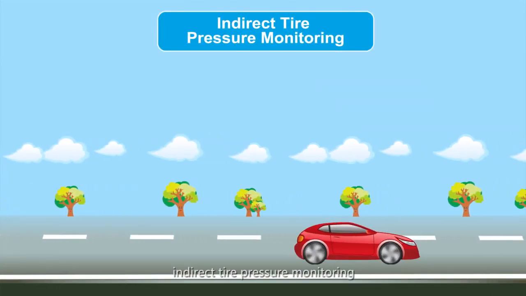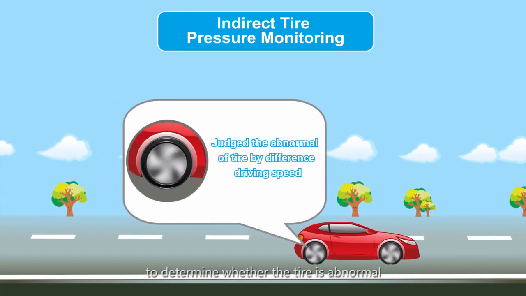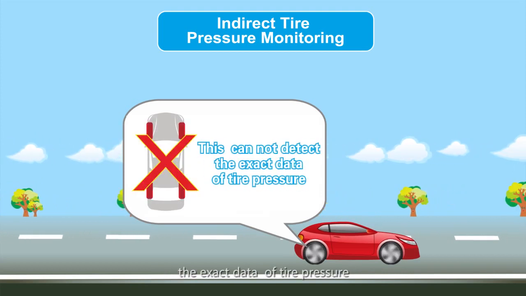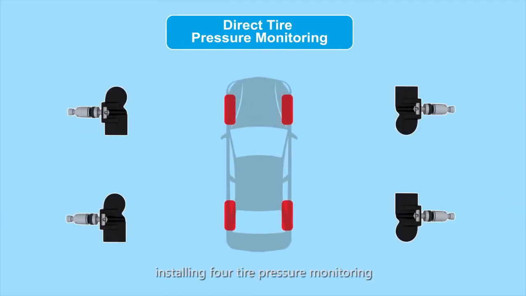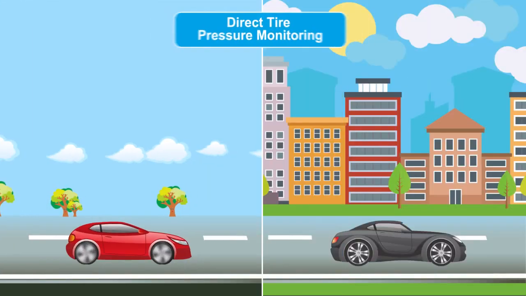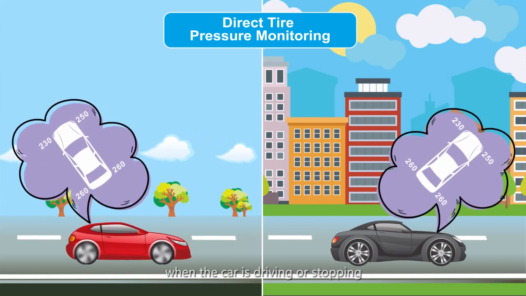Indirect tire pressure monitoring determines whether the tire is abnormal through the tire speed difference, but this cannot detect the exact data of tire pressure. Direct tire pressure monitoring installs 4 tire pressure monitoring sensors inside the tires to detect the tire pressure and temperature when the car is driving or stopping.